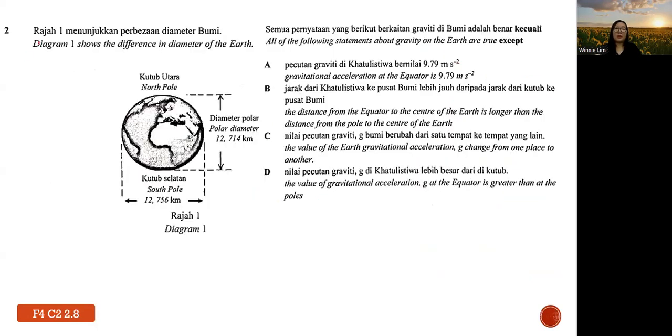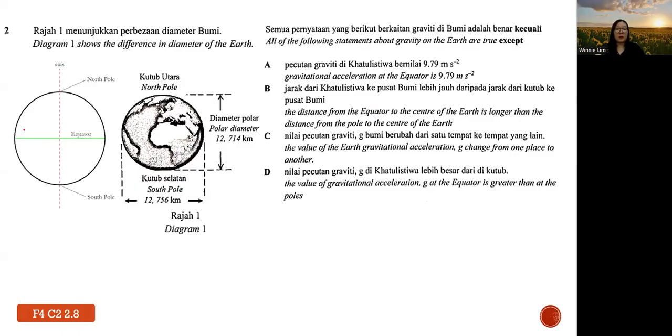Question 2. Diagram 1 shows the difference in diameter of Earth. All of the following statements about gravity on Earth are true, except. So they want to find the one that is wrong. The idea behind it is there is a slight difference in the diameter between the pole and the equator.